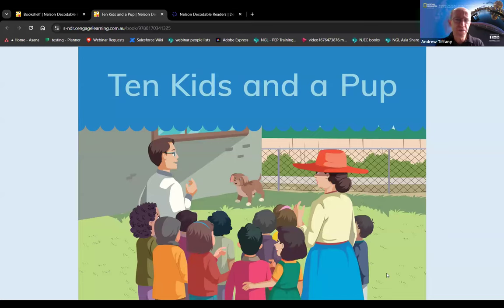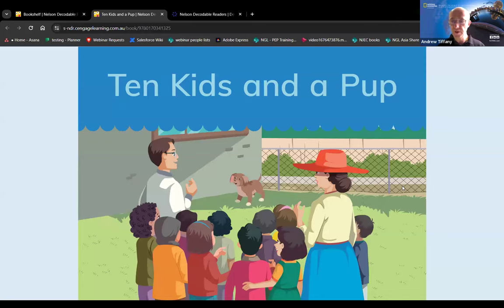Now, what do you think might happen in this story? Does anyone have an idea? Knowing the pup, the dog is lost. Maybe they will adopt the pup. They will take care of the pup. Yeah, could be. Any others? Those are good. We've got some ideas. 10 kids and a pup might be a field trip. Good. Maybe they play with the pup. Very good. So let's take a look into the story.